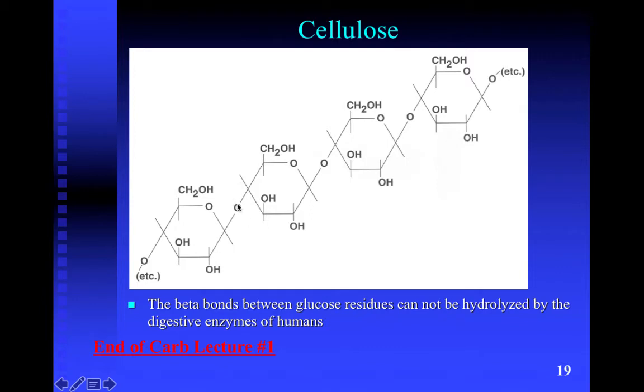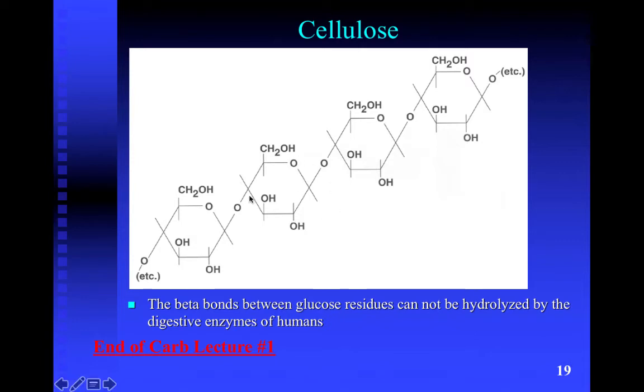Because it's beta, the enzymes that we have that break down starch don't break down cellulose. So the beta bonds between glucose residues cannot be hydrolyzed by the digestive enzymes of humans. So for us, cellulose is a fiber. Now, kind of unfortunately for us, cellulose is considered probably the most common organic molecule on Earth. It's a huge source of glucose, but not for us. Some organisms can get glucose from it, but we don't.